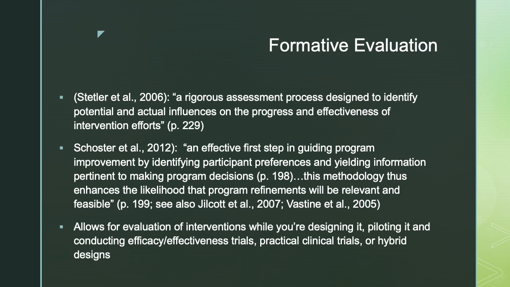Stetler and colleagues would describe it as a rigorous assessment process, which is designed to identify potential and actual influences on the progress and the effectiveness of intervention efforts. So it's really about being planful, about studying process as much as outcome. Schuster and colleagues describe it as an effective first step in guiding program improvement by identifying participant preferences and yielding information that's pertinent to making program decisions. They further state, this methodology thus enhances the likelihood that program refinements will be relevant and feasible. And they provide some links to some other authors who go into some, I think, very helpful examples.